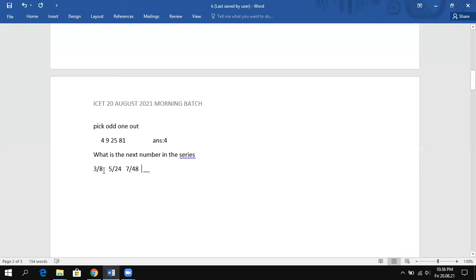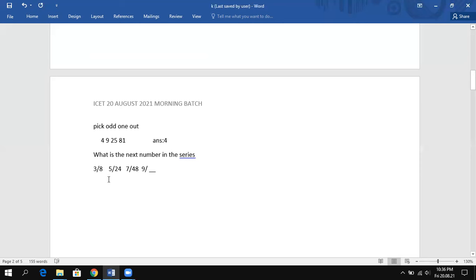Here there was a series given and we were asked to find the next number in this series. Typically four options are given, but my friend couldn't remember the options, so she just told me the question. The series is 3/8, 5/24, 7/48. If you observe, the numerators are odd numbers, 3, 5, 7, so the next number would definitely be 9.